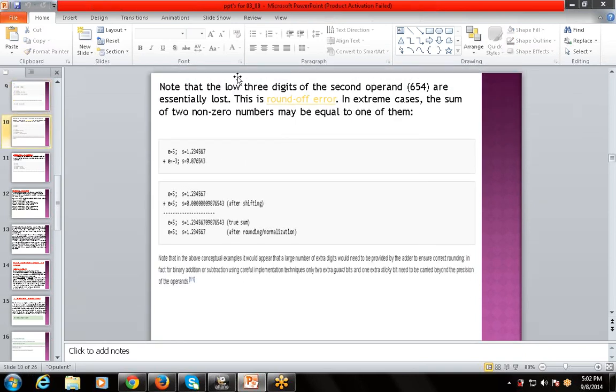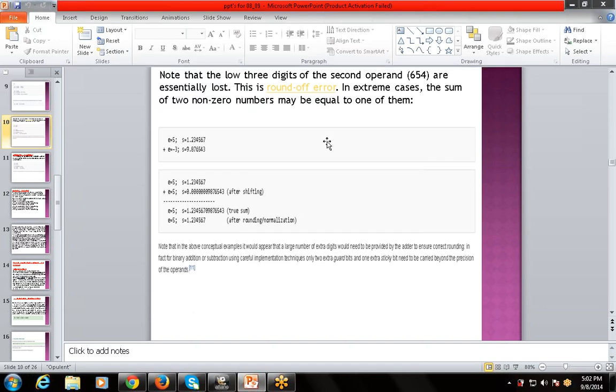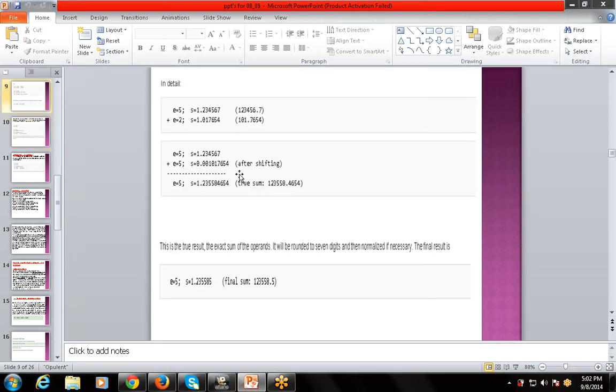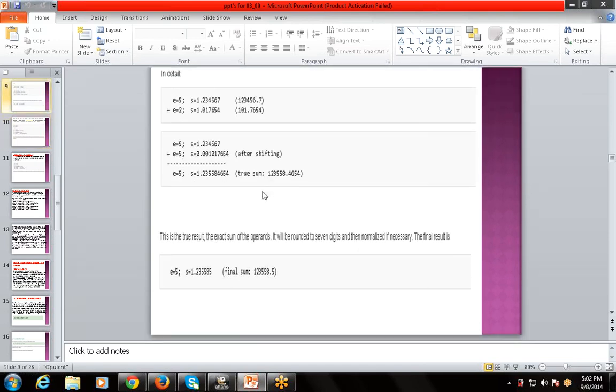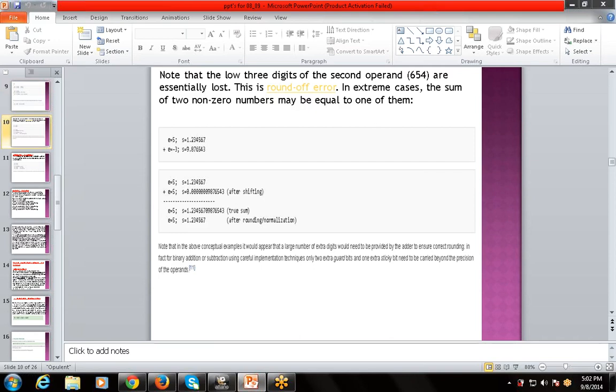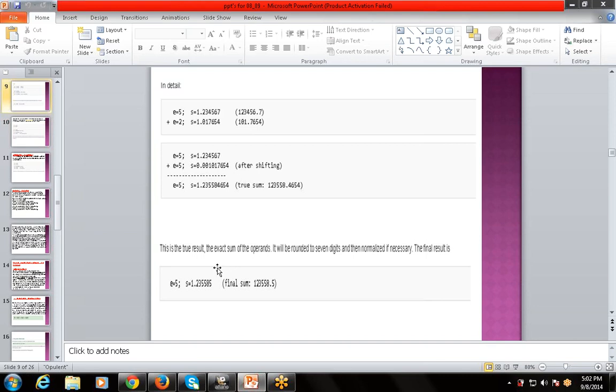Now, note that the low 3 digits of the second operand, this is your second operand, and the last 3 digits, 654, are essentially lost. Why are they lost? Because they are carried forward to the next place, because we want the result in 8 bits. So this is carried forward or discarded.